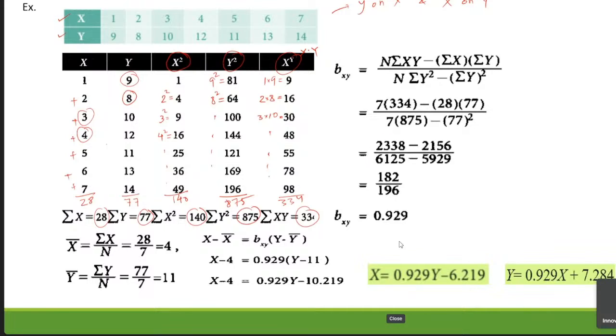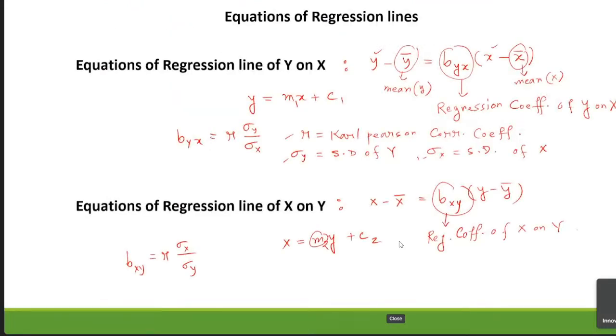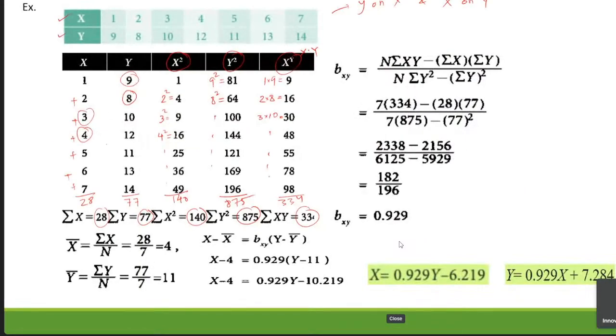Okay, and so on. So these are the calculations which you need to find out. After that, if you see the regression equation formula, what we need is x bar and y bar. So x bar, we know, is the mean of x, so sum of all x divided by the number of terms. The number of terms here is 7, so it is equal to 4. Similarly, y bar is 11.